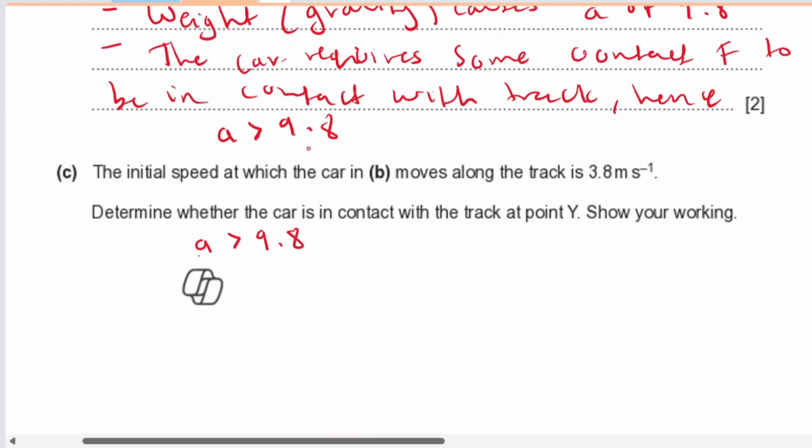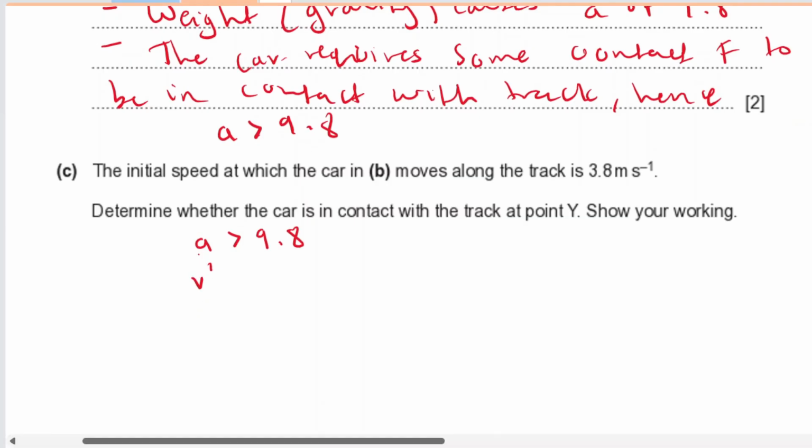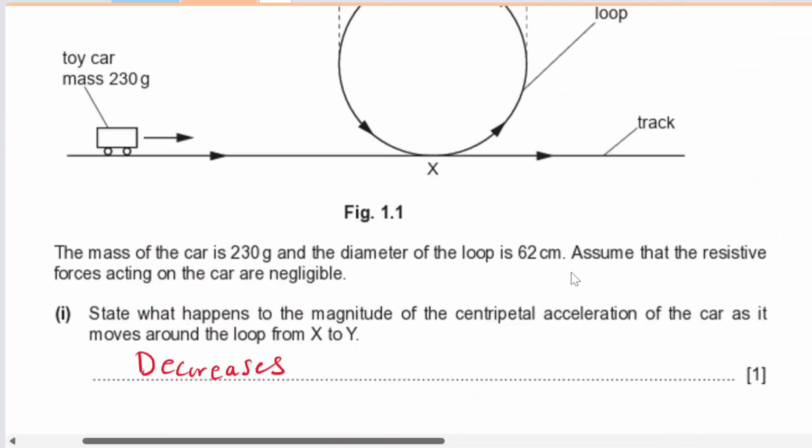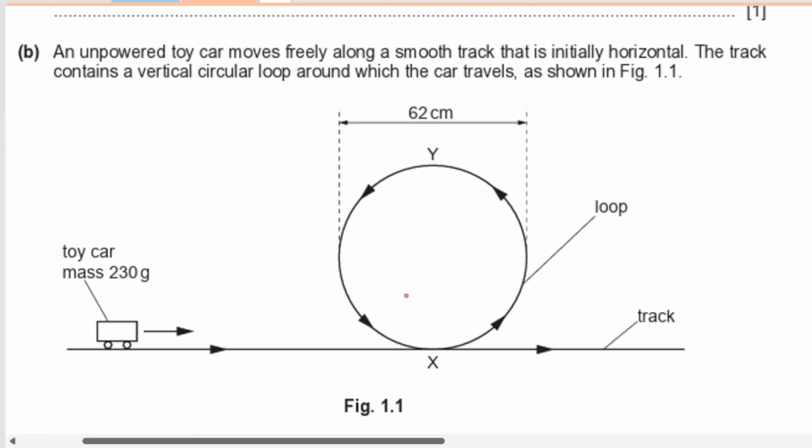And we know that the formula for acceleration is v square over r. So this thing must be greater than 9.8. So let's try to find the v, because we have the r already. Let's see how much we get for the v, and that will allow us to know if it's more than or it's less than this. Okay, we have the initial speed. Initial speed is u, right? Now I'm taking you back to kinematics in Form 5. We have the initial speed as 3.8, so this will be over here, u equals 3.8, and we want to find v here, which is at y. How do you find this?